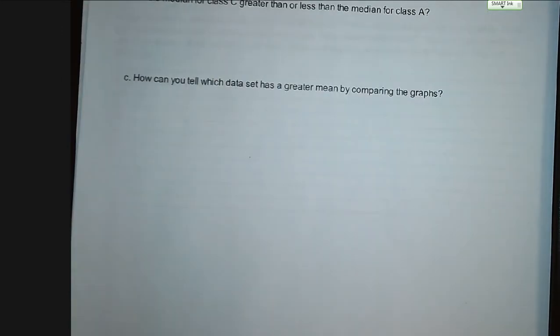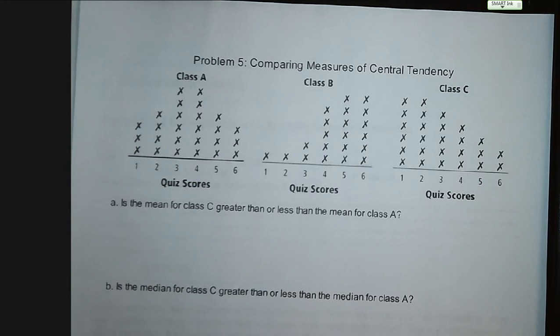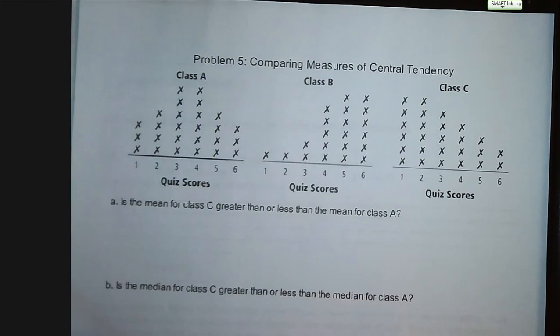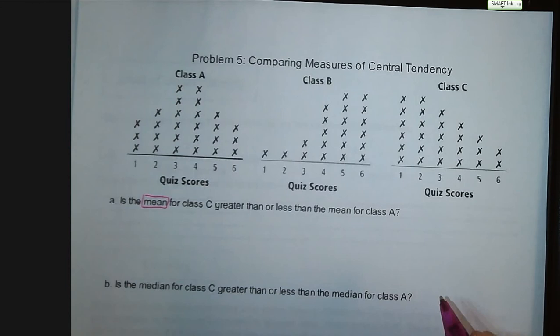We have some more examples of some classrooms. Now, is the mean for Class C greater than or less than the mean for Class A? Do we need to even calculate these, Ms. Zirzo? What do you think? We can eyeball it.